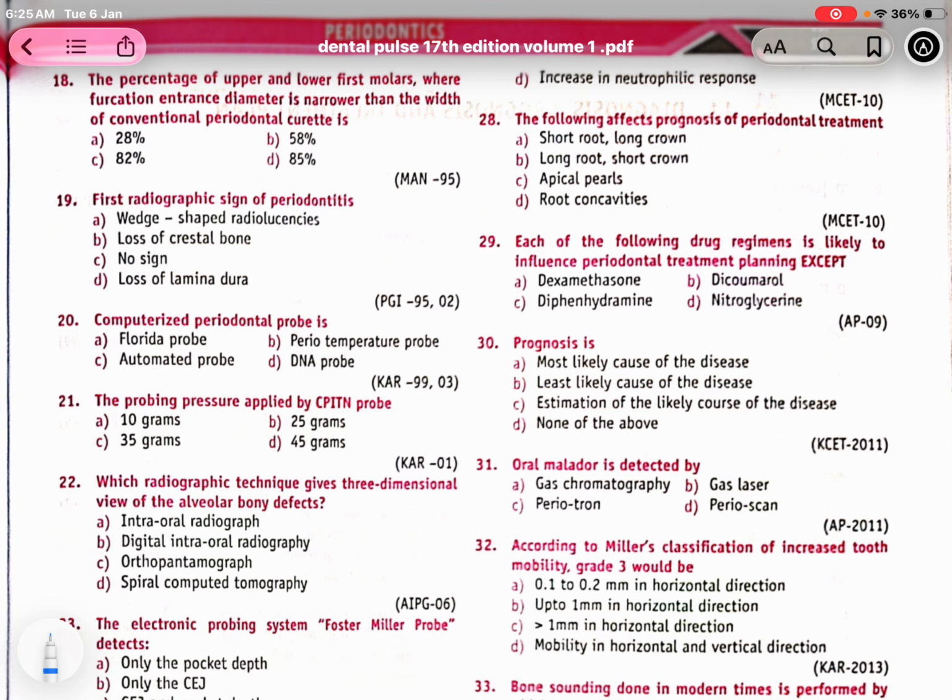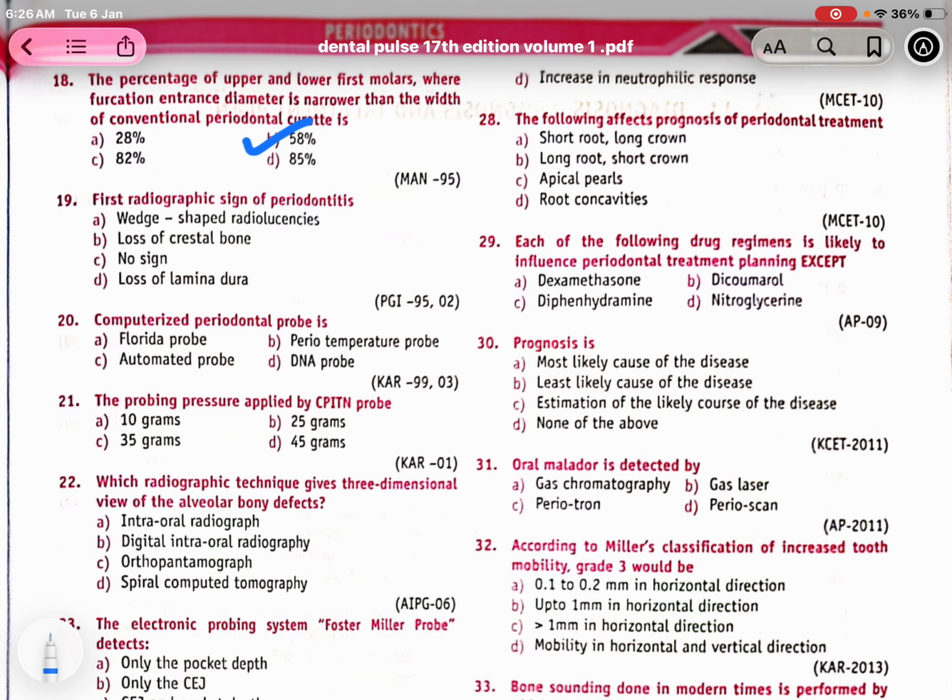Next 18 पर आ जाते हैं हम लोग. The percentage of upper and lower first molar where furcation enhanced diameter is narrower than the width of the conventional periodontal curette is. So it will be 58. ये just हम लोग को याद ही रखना है.